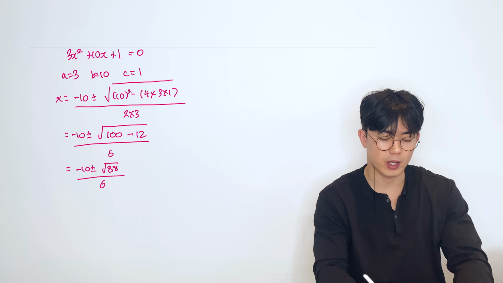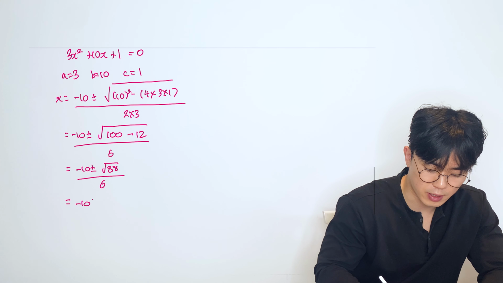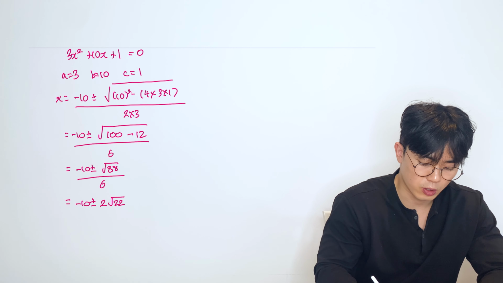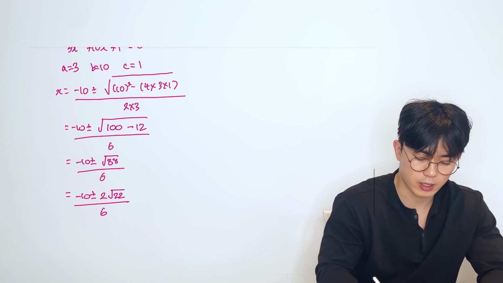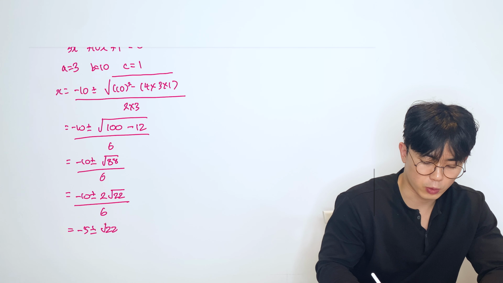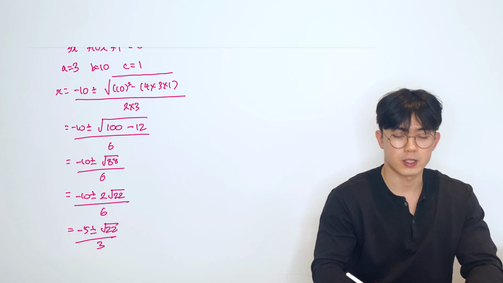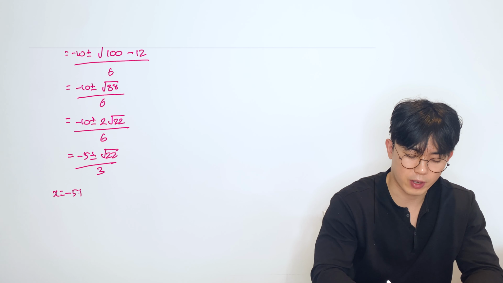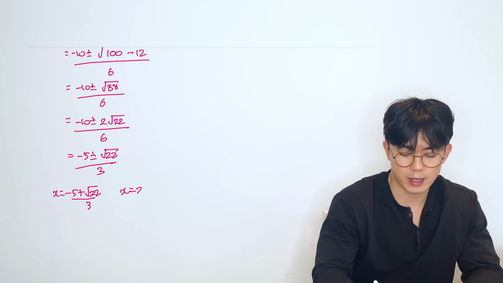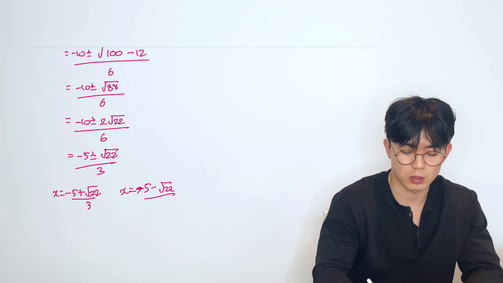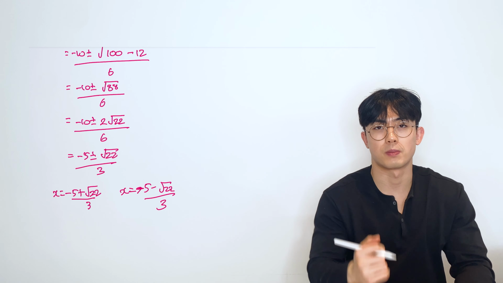Okay, can we simplify? Oh, we can do surds, right? So I can say it's minus 10 plus or minus 2 root 22 over 6, like this. And simplifying it further, I can say it's minus 5 plus or minus root 22 over 3. So once again, we still get two solutions of x, because one solution will be x is minus 5 plus root 22 over 3. And another solution will be x is minus 5 minus root 22 over 3. Okay, because we have the plus or minus sign.